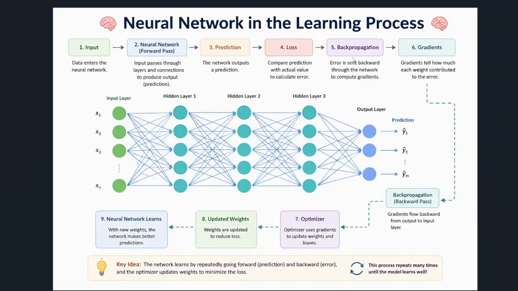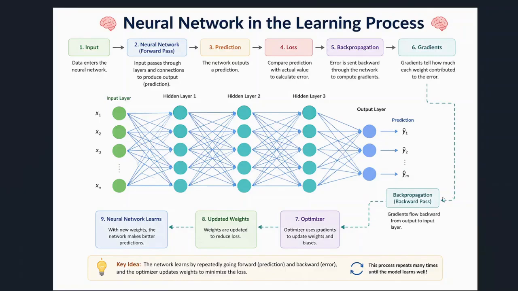Then our next thing will be backpropagation. So error will be here in backpropagation. The error will be sent backward through the network to compute gradients. So what is a gradient? Gradients tell how much each weight contributed to the error, which is the difference between the prediction by our neural network and my actual value.